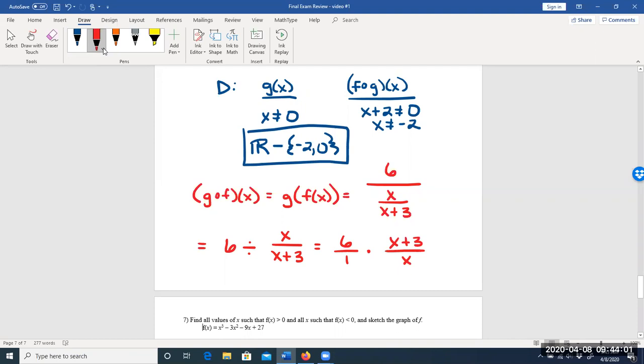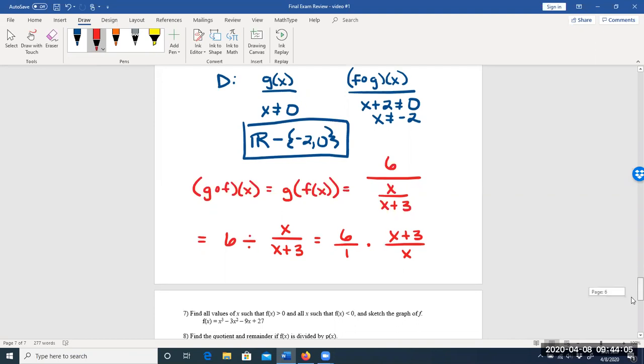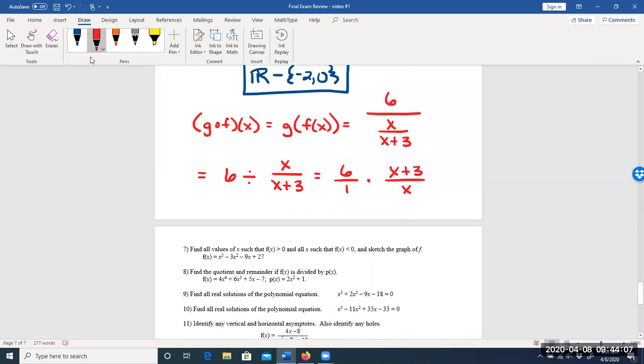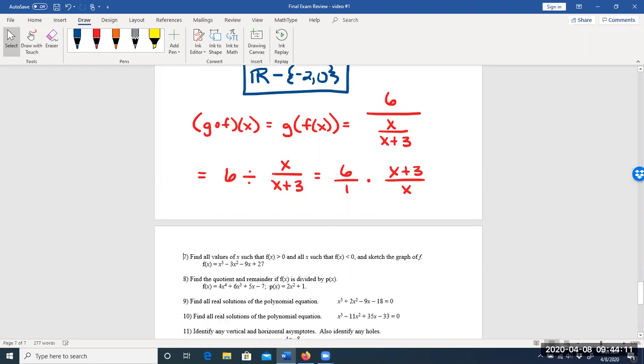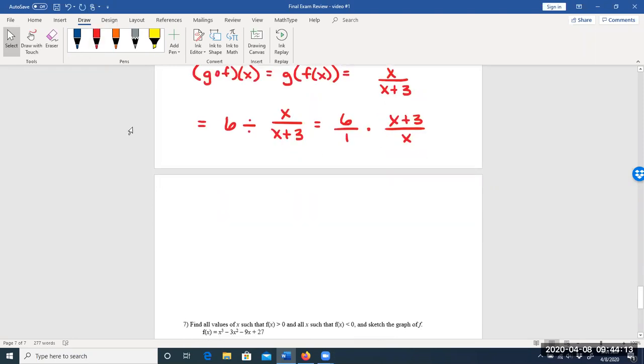And there is nothing that I can do to simplify this. So there's nothing I can cross cancel. So I'm just going to multiply straight across. So we get 6 times the quantity x plus 3 all over x as our answer.